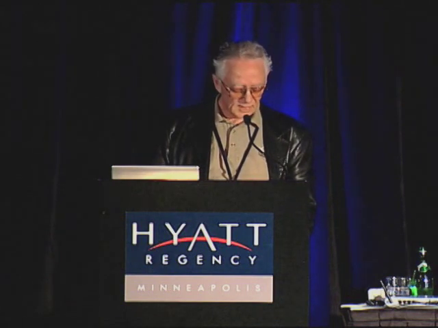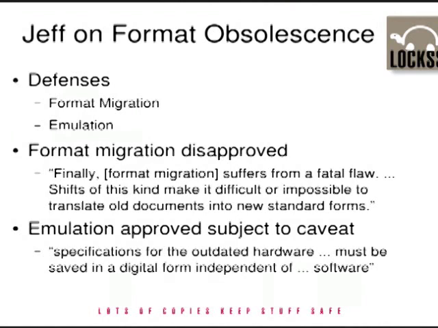The first two of these were easy to explain and to defend against by regularly migrating the bits from older to newer media. The third, format obsolescence, needed a lot more explanation, and it dominates the article. Jeff identified two fundamentally different approaches to defending against format obsolescence. These are format migration and emulation. Jeff didn't approve of format migration at all, because in his view, the repeated migrations between formats that would be necessary would inevitably lose some data, some information about how the document was to be rendered. He did approve of emulation, but he added an important caveat.